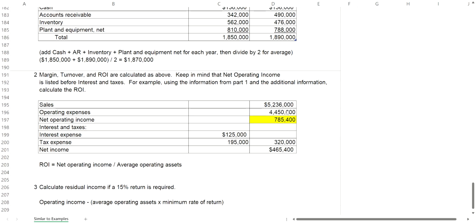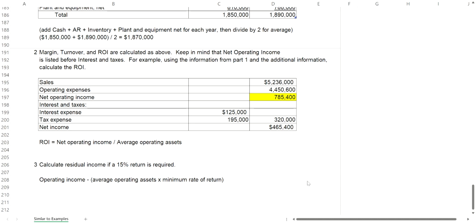Next, in part 2, I'm going to calculate margin, turnover, and ROI. Okay, so assume you're given the following information, and I've highlighted here because I want to point out that the net operating income is $785,400, the amount before interest expense and taxes. Okay, so the first thing we're going to do is calculate ROI, return on investment.